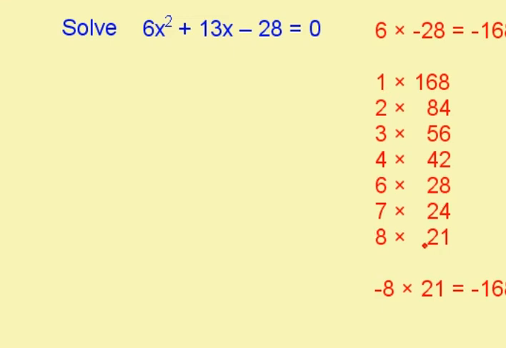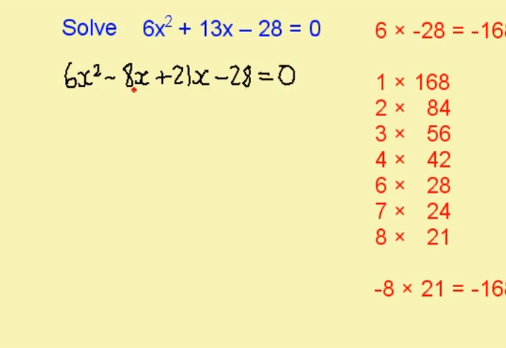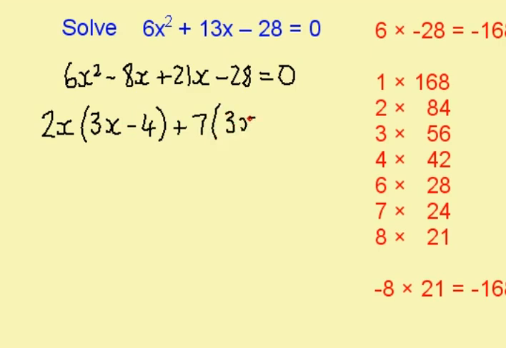Looking down my list, I can see that minus 8 times 21 would give me minus 168, and those two numbers would add to give me 13. So I have 6x squared minus 8x plus 21x minus 28 equals 0. If I factorise these two terms, I can take out a factor of 2x. This leaves me with 3x minus 4. Factorising these two terms, I can take out a factor of 7, leaving me with 3x minus 4.